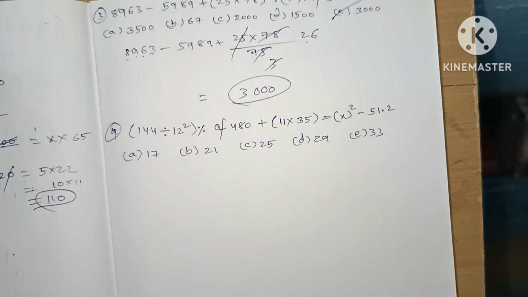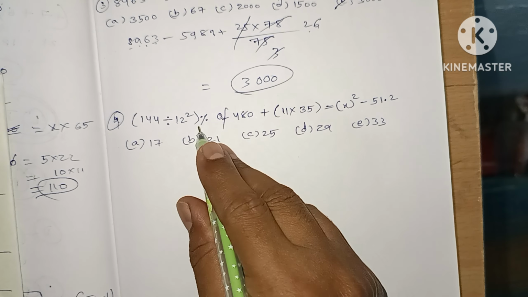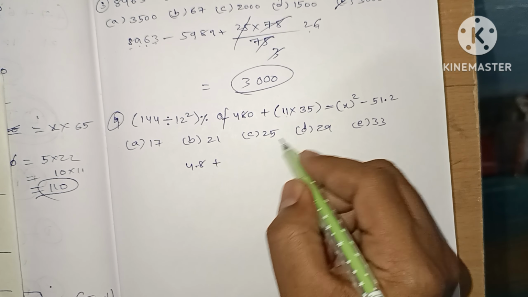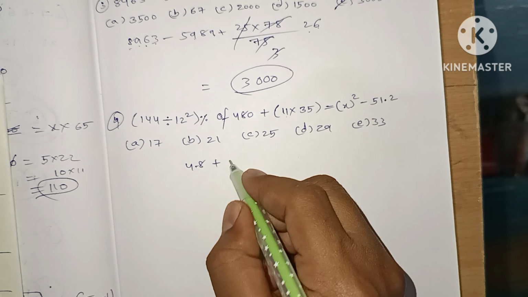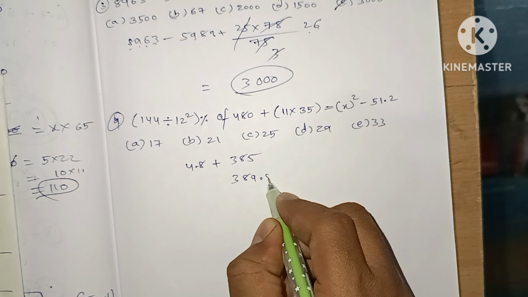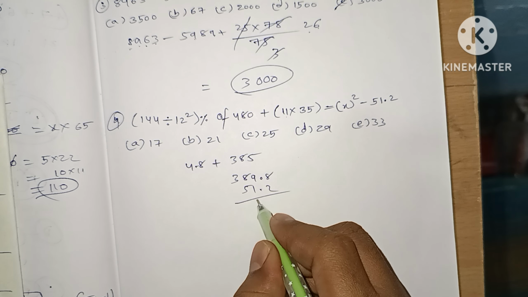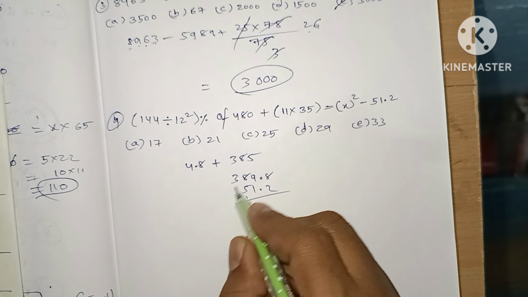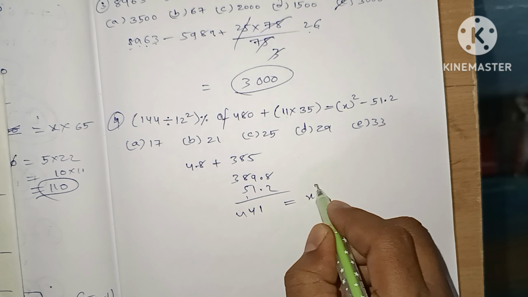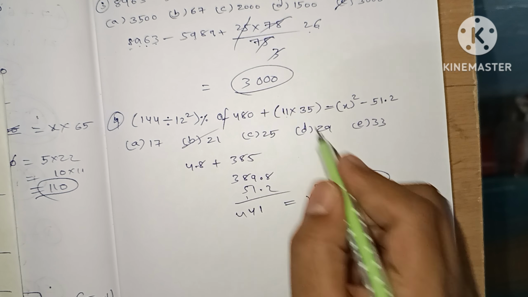Now, question number 4. 144 divided by 12 square means 1 divided 1% of 480 means 4.8 plus 11 into 35, 35 plus 385. This is 389.8. This 51 comes this side, 51.2. 10, 11. This is 11. Okay, this will be 9 plus 5, 14, 441 whole equals to x square. So our answer x equals to 21. Option B.